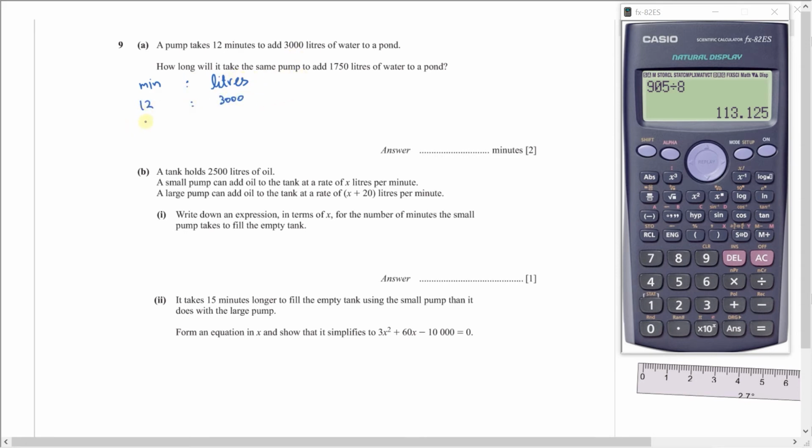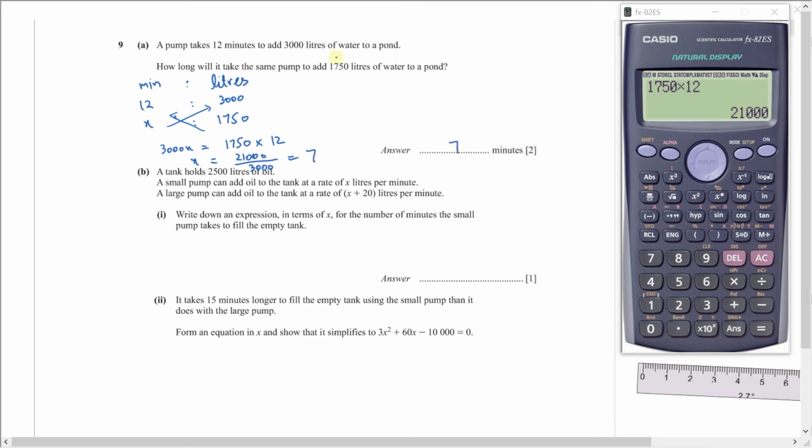And then how long will it take? So let's take x minutes for 1750 liters. Since they are directly proportional, because if you increase the number of minutes, you will add more liters of water to the pond, I will cross multiply them to form my equation. So this will be 3000x equals 1750 into 12. So 1750 into 12 is 21,000. So x will be 21,000 divided by 3000, which is 7. So your answer is 7 minutes.